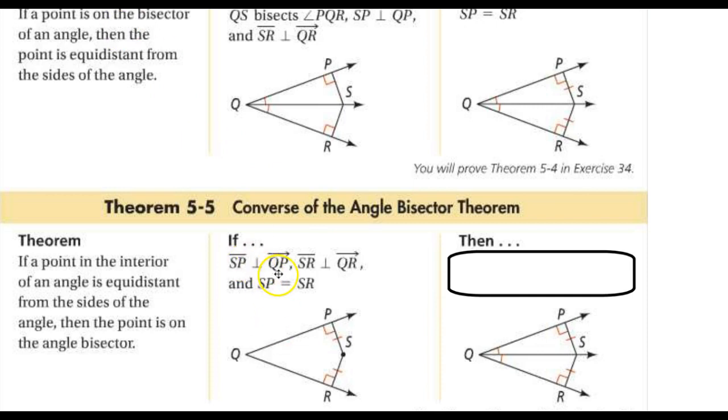We got SP is perpendicular to QP, SR is perpendicular to QR, and SP equals SR. That tells me S is equidistant from the sides. What can we say then? QS bisects angle PQR.